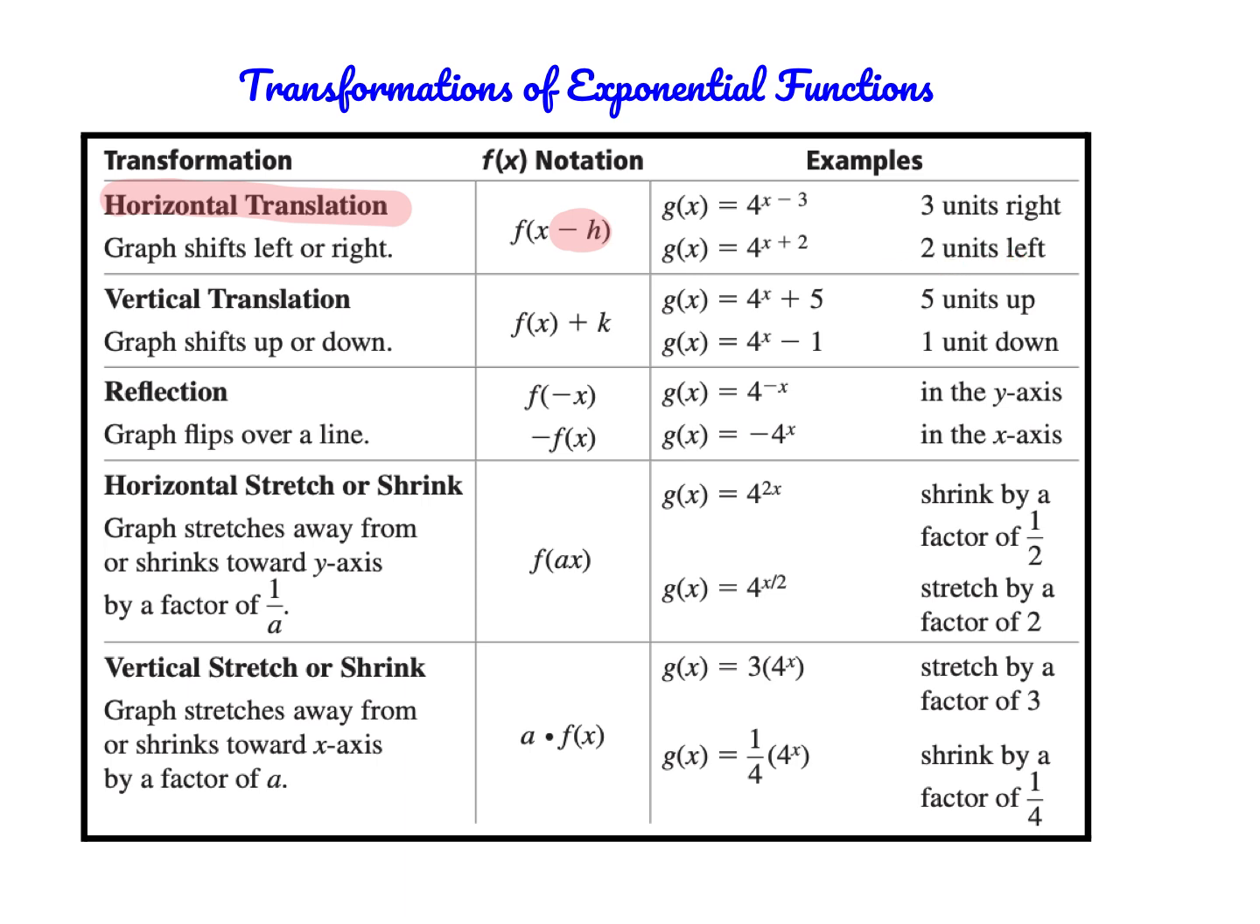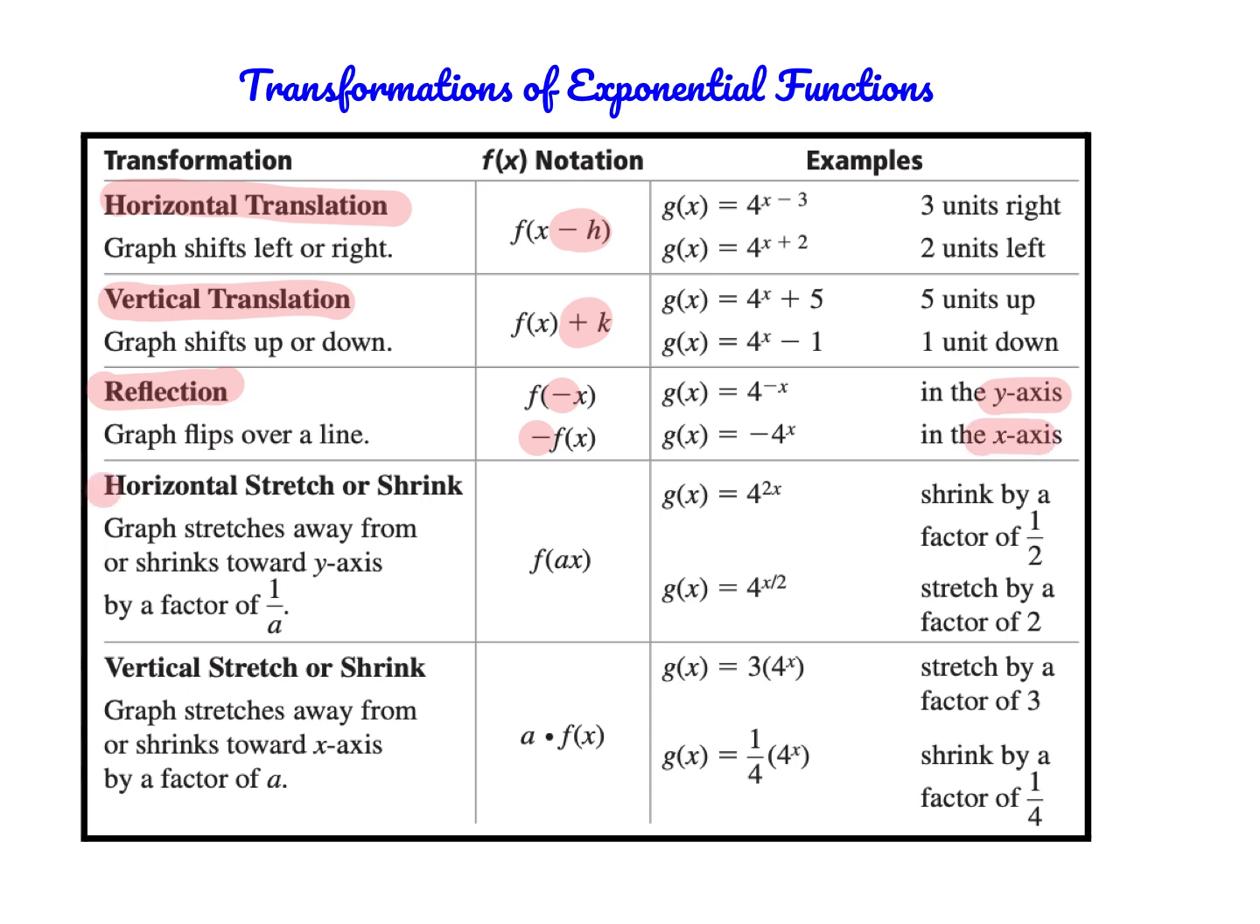Then we have our vertical translation, and this is where you add or subtract from the entire function. So you can see if we add to our function, we go up. If we subtract, we go down. We had 2 types of reflections. If you multiply the x specifically, it reflects over the y-axis. And if you multiply the entire function, it reflects over the x-axis.